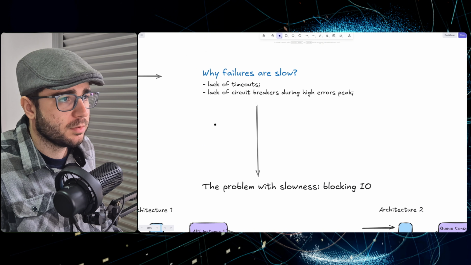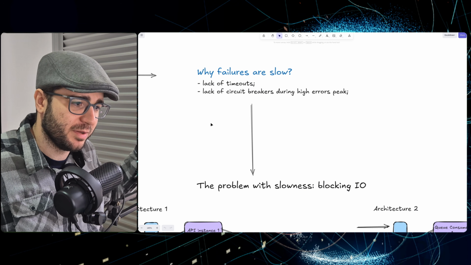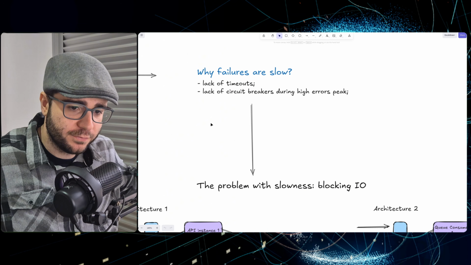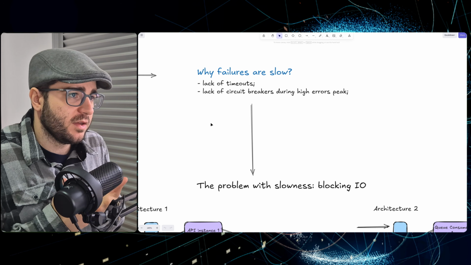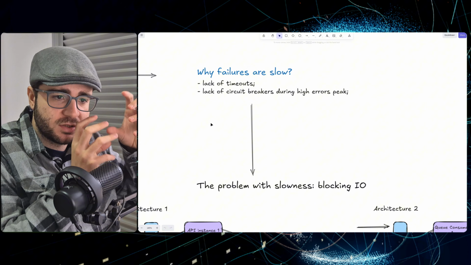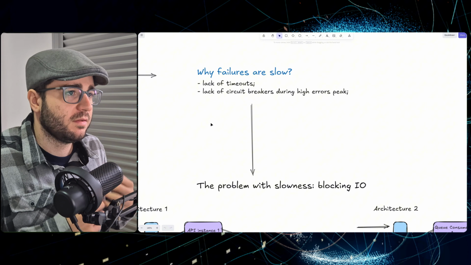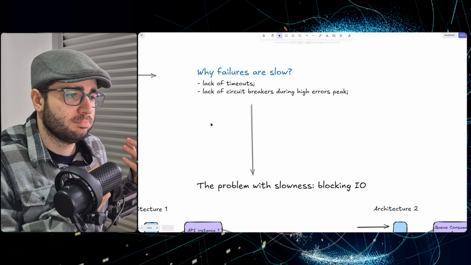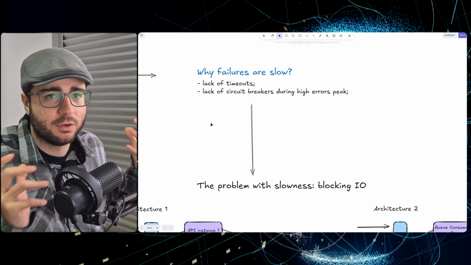So first thing is why failures are slow in the first place, right? Why is something slow only when it fails? When things are working correctly, the same unit of work, the same type of task that we are doing, it's fast, but then it starts hanging and getting slow.